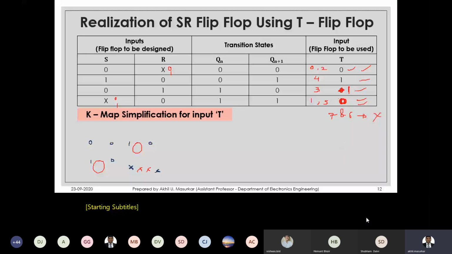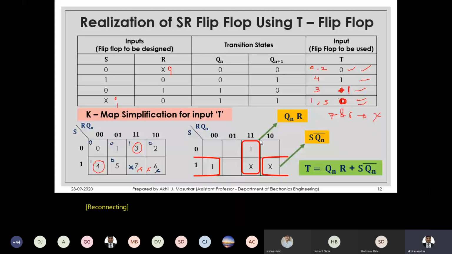Then you should have this. Does that solve the doubt, Vishwas? Yes, sir. Because I think I copied the last column of the D flip flop, and for the D flip flop it is 0 1 0 1. So I changed it, but it did not reflect in the second table.